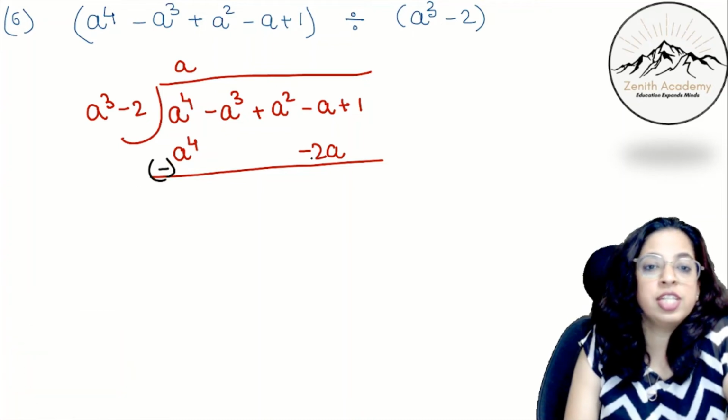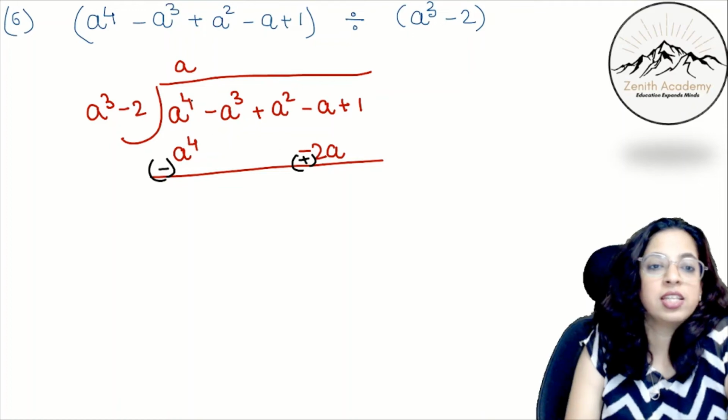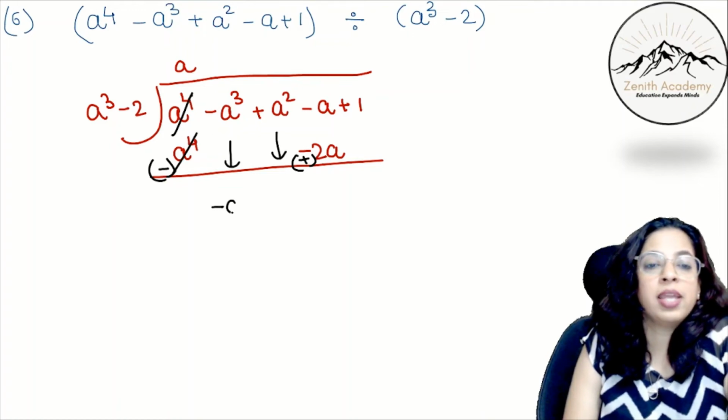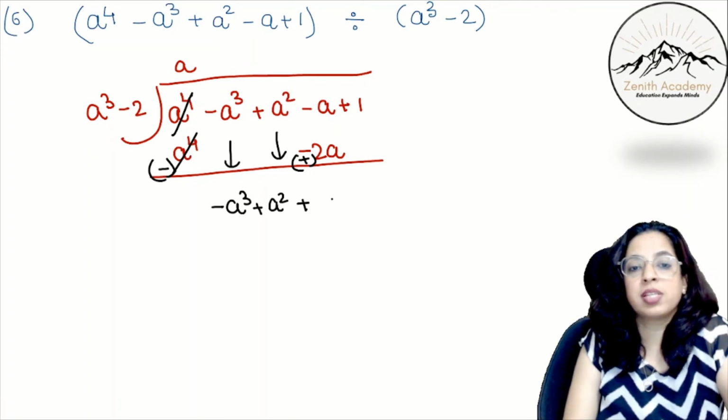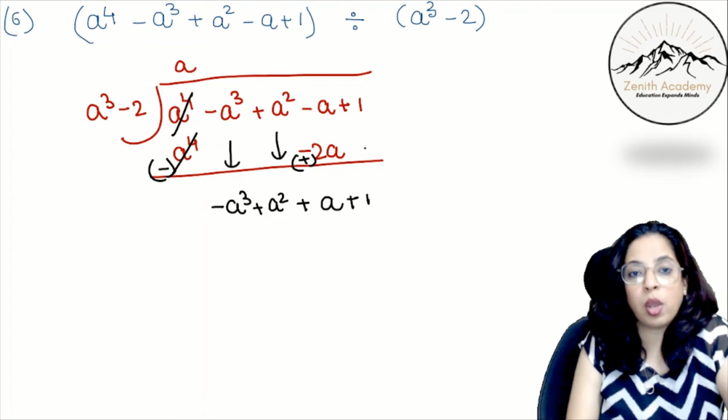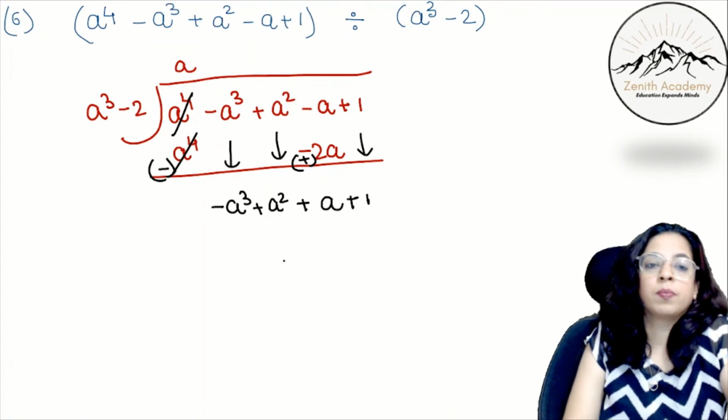So sign change, sign change. This gets cancelled. Copy these two down. So minus a cube plus a square. Now this is minus a plus 2a. So it becomes plus a plus 1. This also comes down. Right?